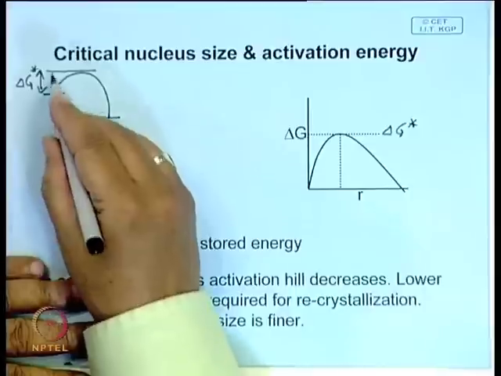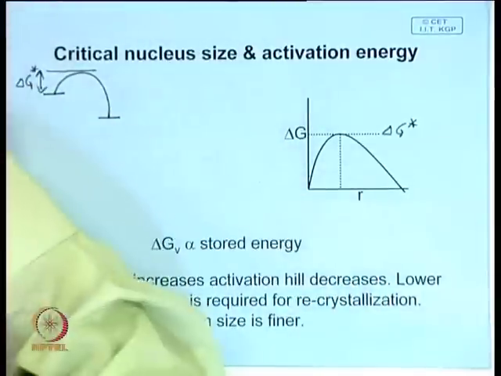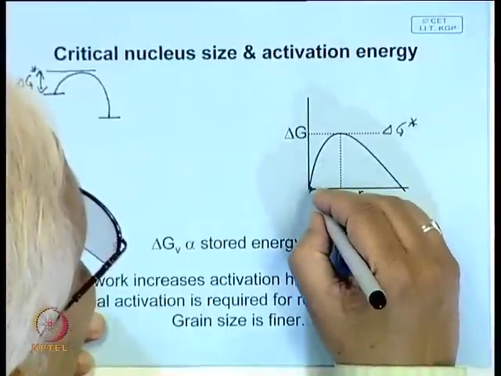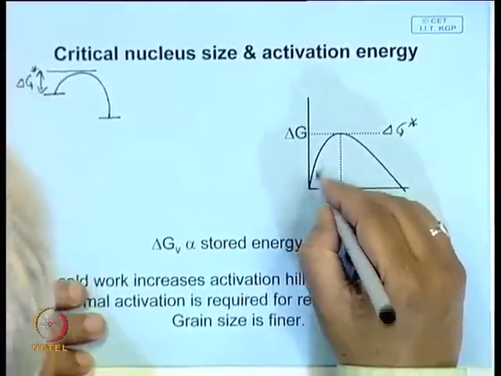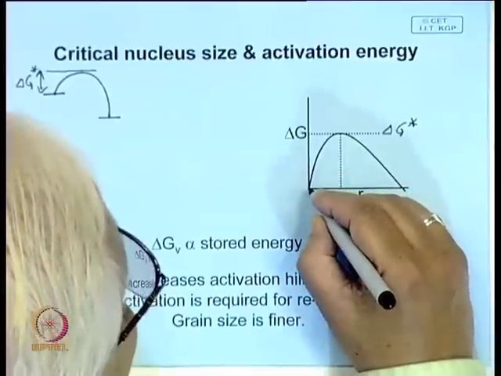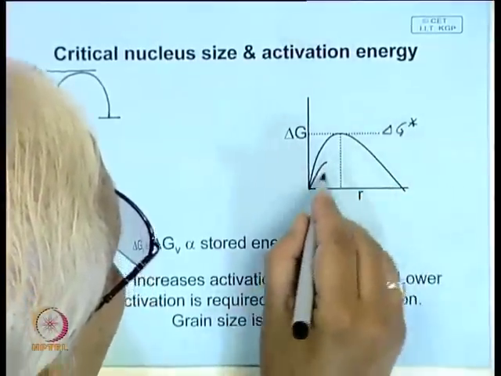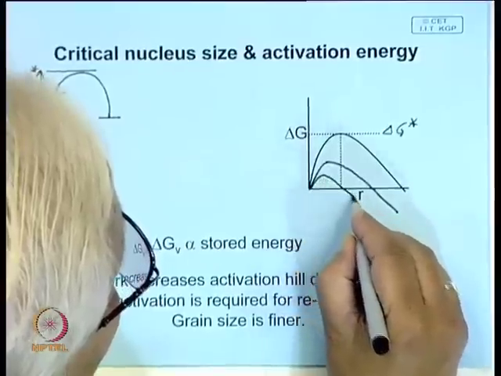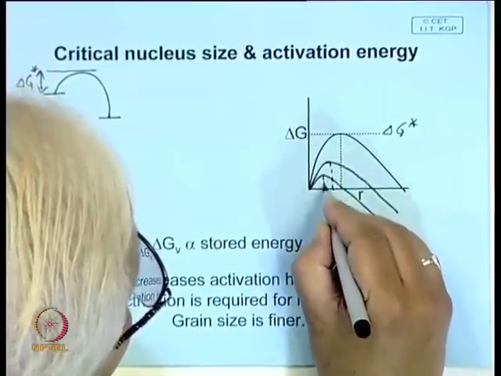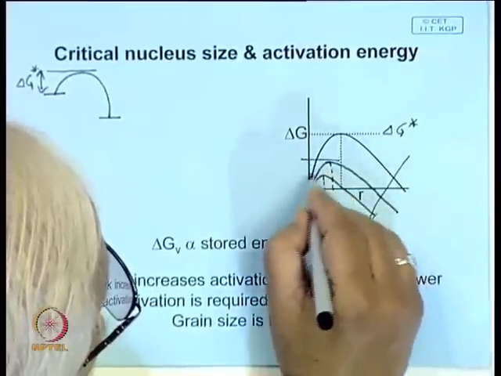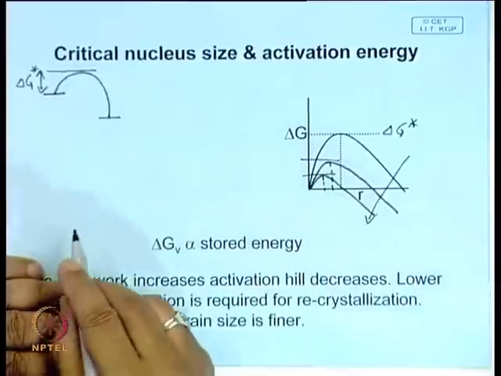Now, if you have more cold work, what happens? You can see from this diagram here, this is the previous expression, and the activation hill decreases. So, that means if you have more cold work, then the activation hill decreases, and the critical nucleus size also decreases. So, if you increase the cold work further, this is the critical nucleus size. You increase the cold work, the activation hill comes down, and the critical nucleus size comes down.